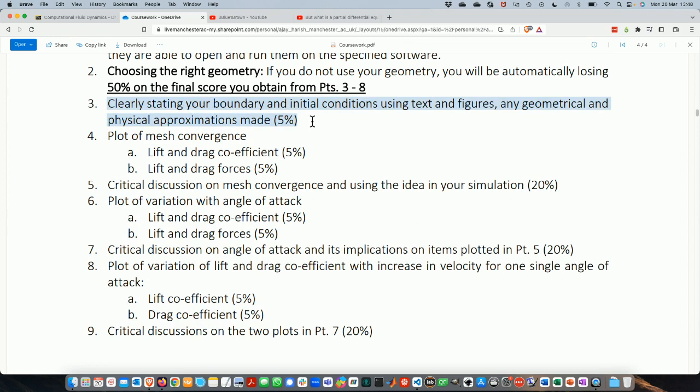So critical discussion is, for example, let's take your angle of attack, right? You're changing your angle of attack, and you're plotting your lift. So your x-axis has angle of attack, y-axis has lift coefficient. Now let's assume there's a particular trend of how the lift coefficient is changing. Can you think about why it is changing that way? What is happening in there? What is the physics behind it?